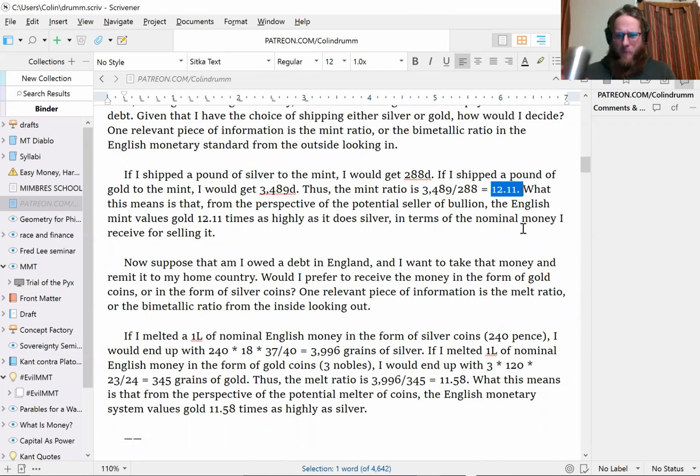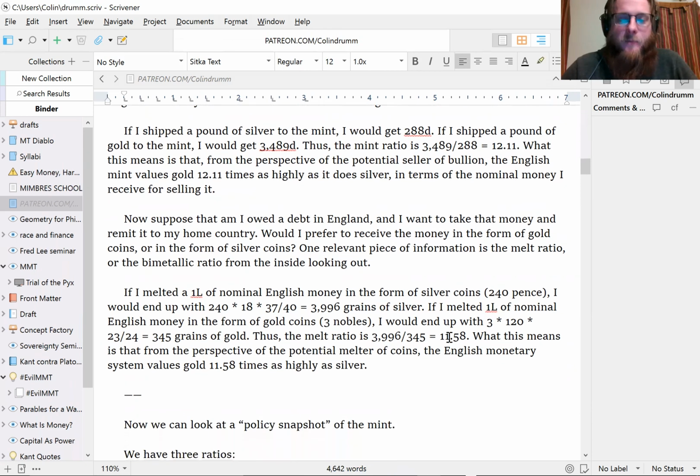Money that has already become English money is related to each other at the nominal ratio, but for money that has yet to become English money, the more relevant ratio is the mint ratio, which is a little bit higher. So this means that the mint is favoring gold, which we'll talk about in a second.